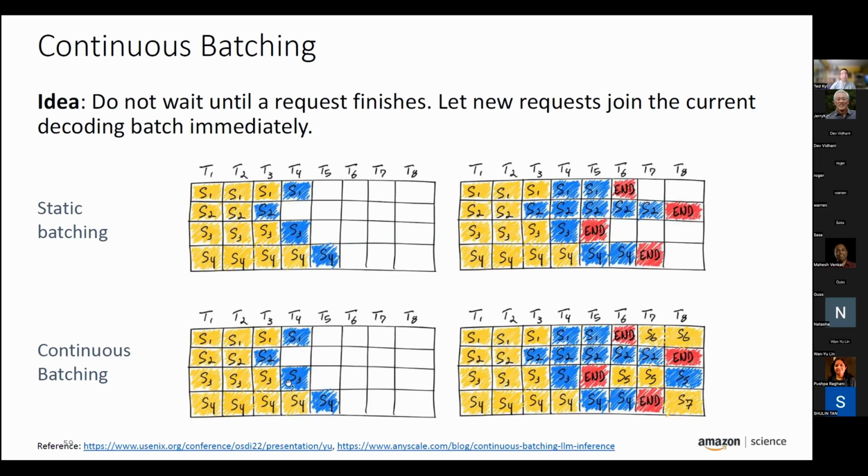So naively, if you just did static batching, you would say, let's say I've got enough resources on my GPU to do 4 users at once.